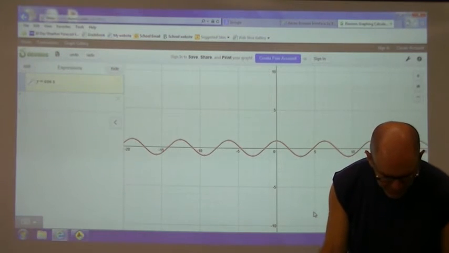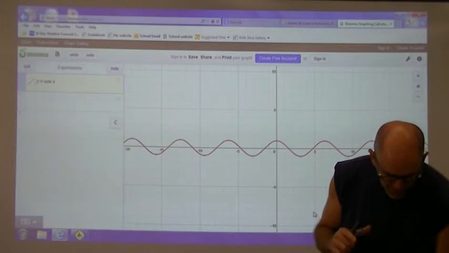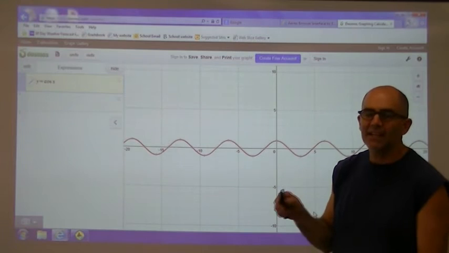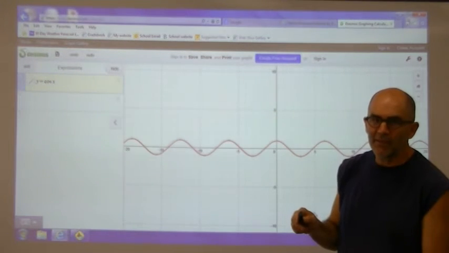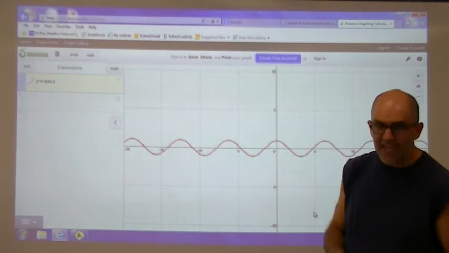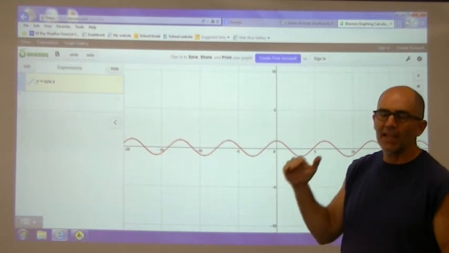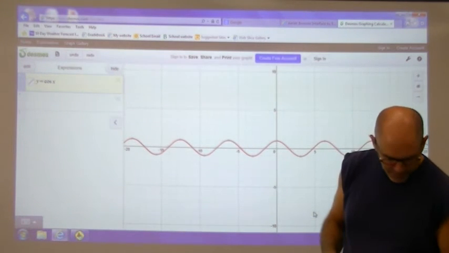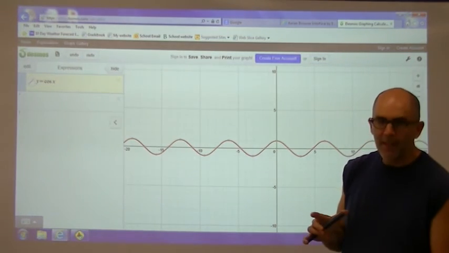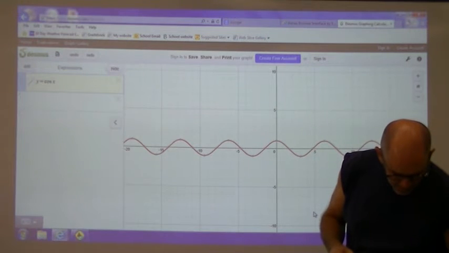Example 2. f of x equals x squared. Now, there is an absolute min there at x equals 0. What is the absolute min? It is 0. So the location is x equals 0. The absolute min is y equals 0. And there is no absolute max because it goes up forever on both sides. Okay.